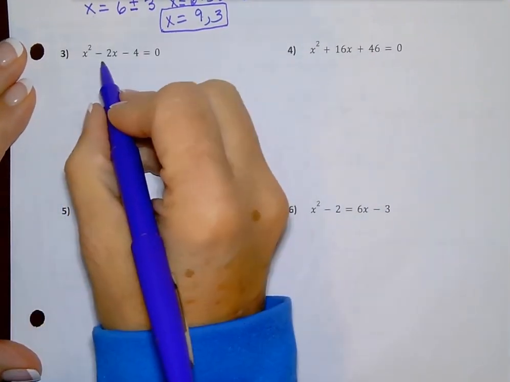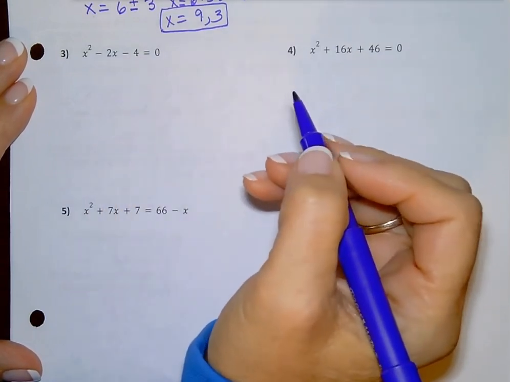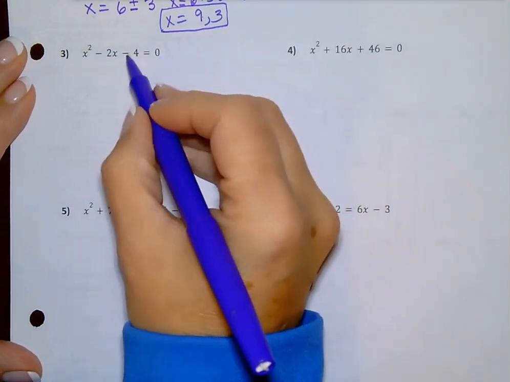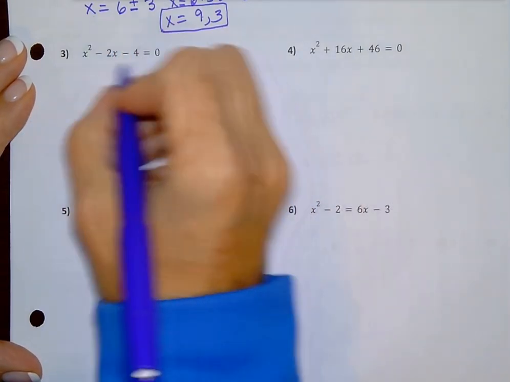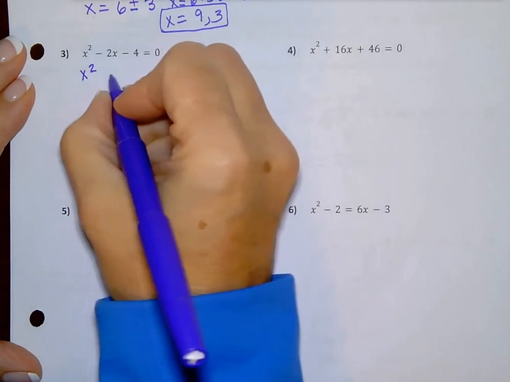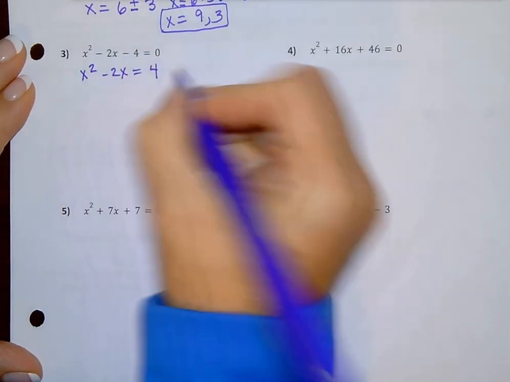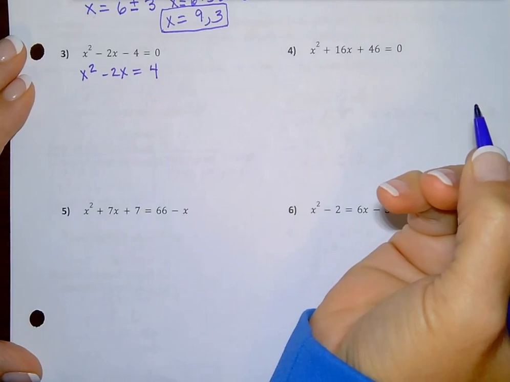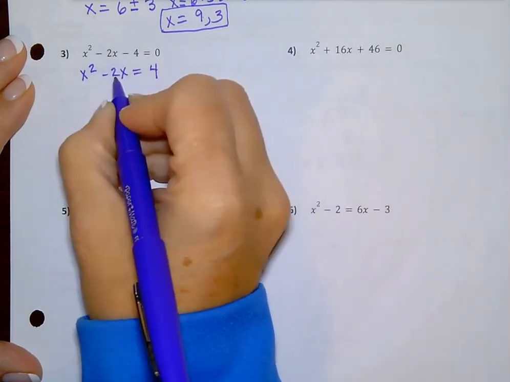All right, x squared minus 2x minus 4. I could not come up with any two numbers that multiply to give me negative 4, but add to give me negative 2. I couldn't do it. And so I'm going to complete the square. That means I'm going to start out by saying x squared minus 2x equals 4, right? Put it in ax squared plus bx equals c. Now on my left side, I'm going to make that a perfect square trinomial.